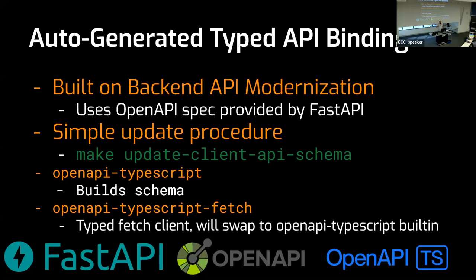So it outlines the layer between the front end and the back end much more clearly. We use OpenAPI TypeScript to build the schema, and then there's a little OpenAPI TypeScript fetch library that we use to provide a fetcher service for getting data. I'll show you an example of that in a second. I'll skip over that, never mind.